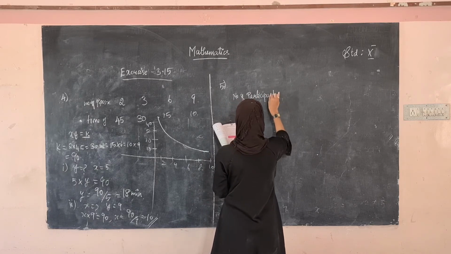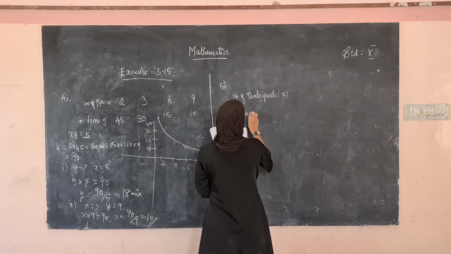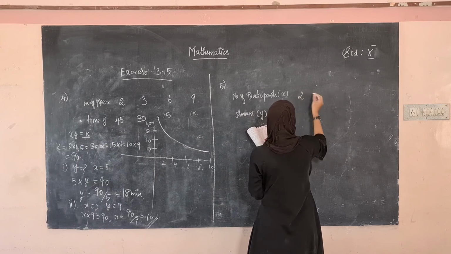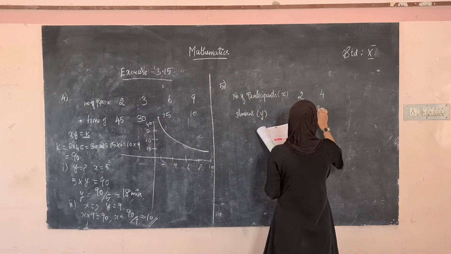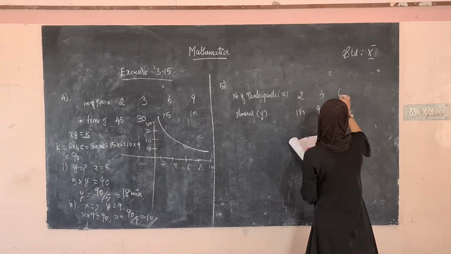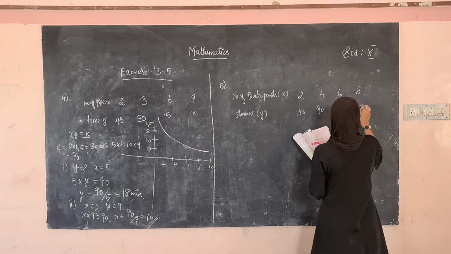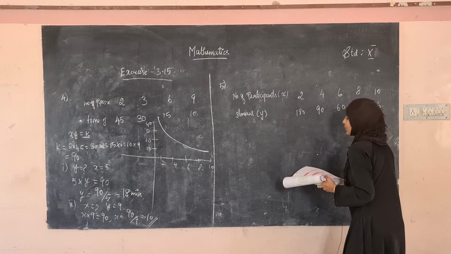In the x-axis they have taken the number of participants, and in the y-axis they have taken the amount of cash. Okay. So the number of participants is 2 means it is 180. If it is 4, the amount is 90. If it is 6, the amount is 60. If it is 8, the amount is 45, and if it is 10, the amount is 36.